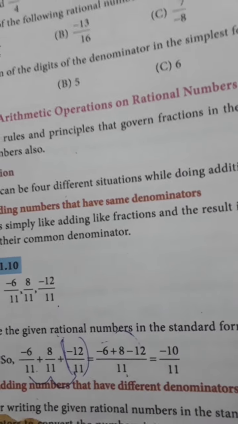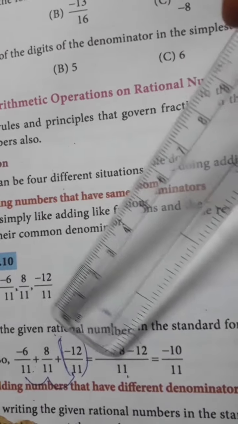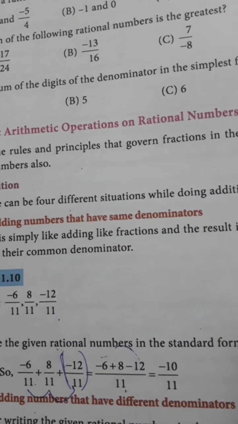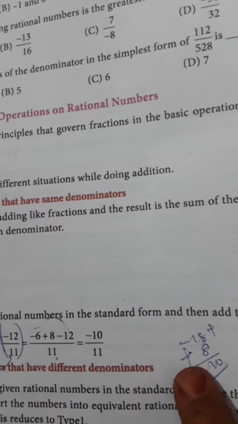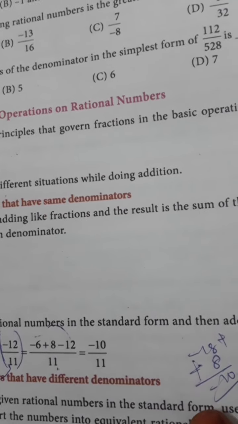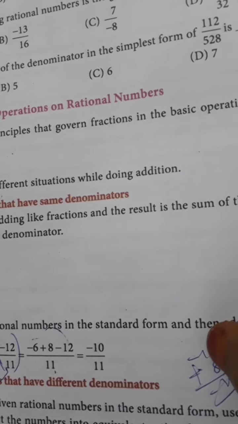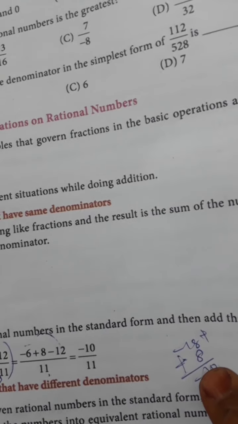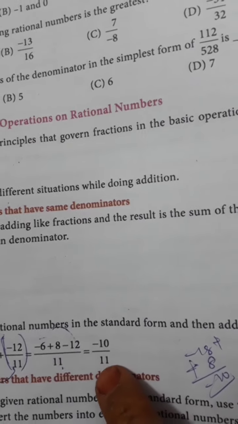Write the denominator one time. The first numerator is minus 6 plus 8 plus into minus 12. So minus 6 minus 12, same symbol, add the numbers: minus 18. Next number is plus 8. The two numbers have unlike signs, so subtract the numbers and put the symbol of the greater number. Minus 18, subtract: 18 minus 8 is 10. The greater number is 18 and its symbol is minus, so minus 10 by 11.